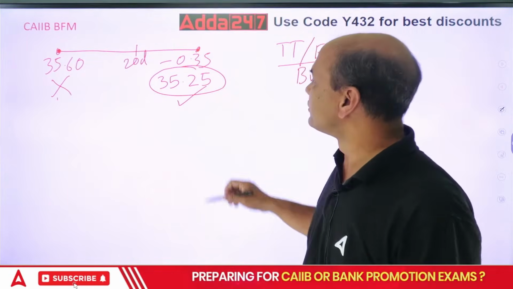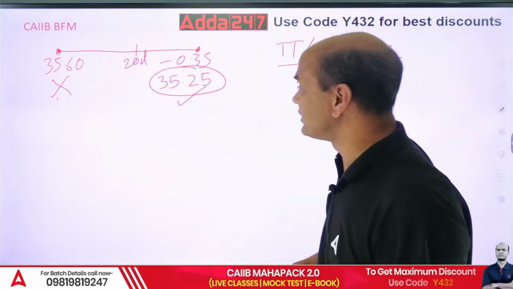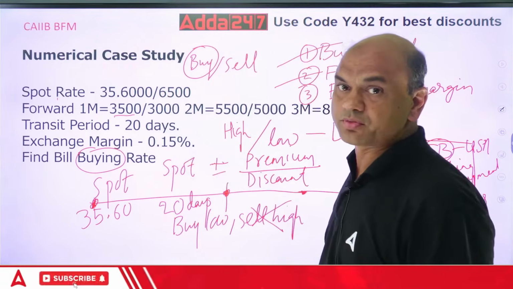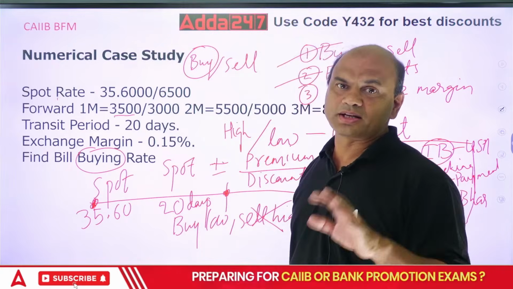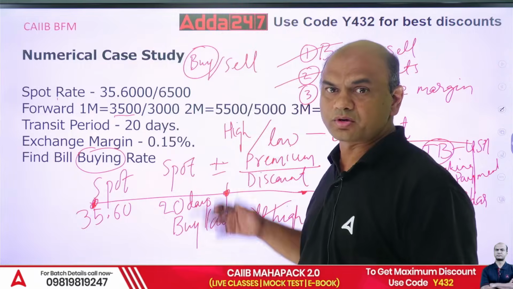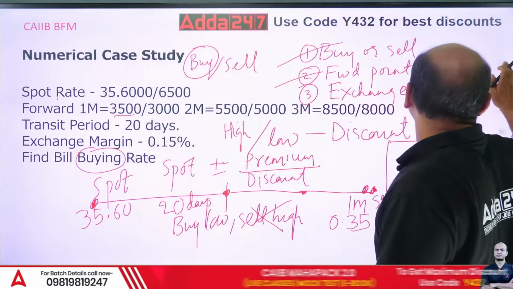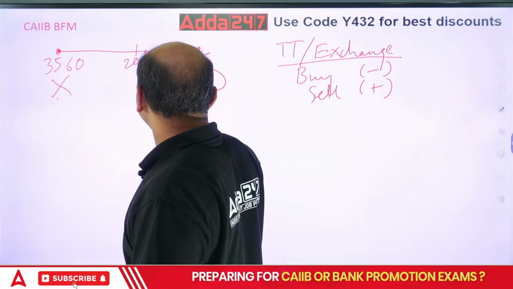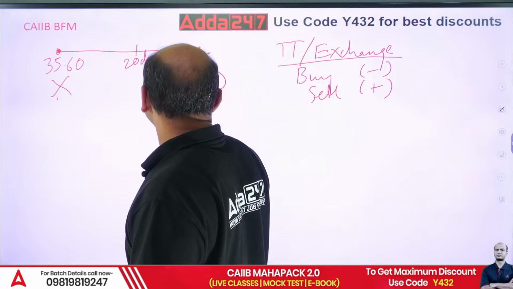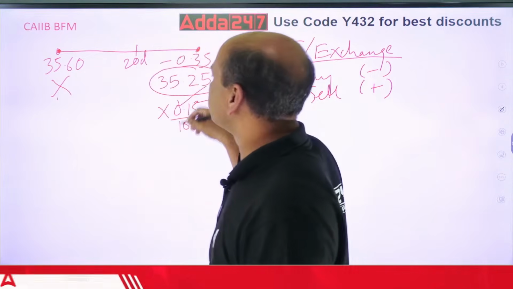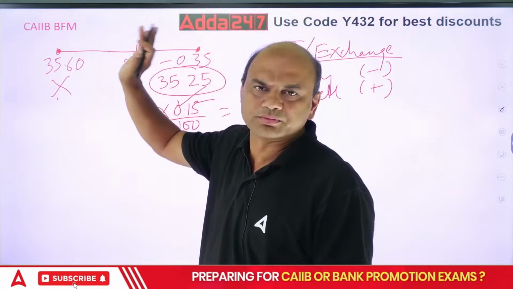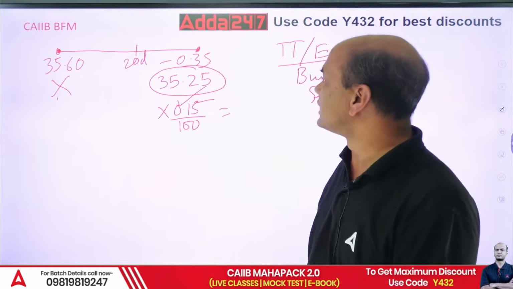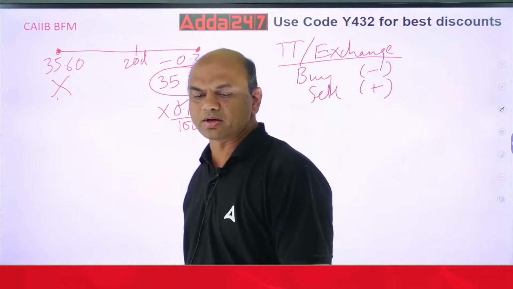So now what will you do? 35.25. And what is the margin given? TT margin is given as 0.15%. So first find out the margin. You'll have to get this margin in rupees, in terms of the rate we have. So 35.25 into 0.15 upon 100. First multiply this and get the answer. Now this is of no use to you. Focus only on your topic. So what is the answer for this? 35.25 into 0.15 upon 100.